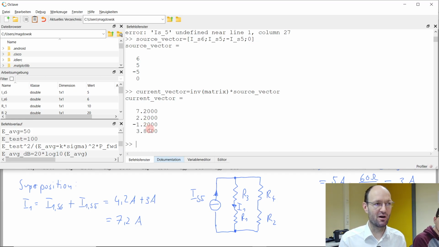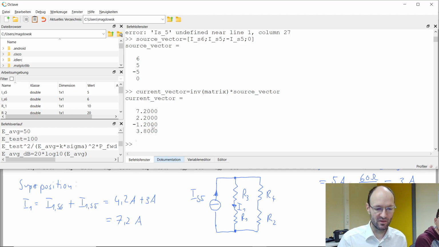So how could we check if this works? Do the superposition for the others. Or now, if we have currents, we could of course also calculate voltages. And if we have voltages, we could check Kirchhoff's voltage law, for example.